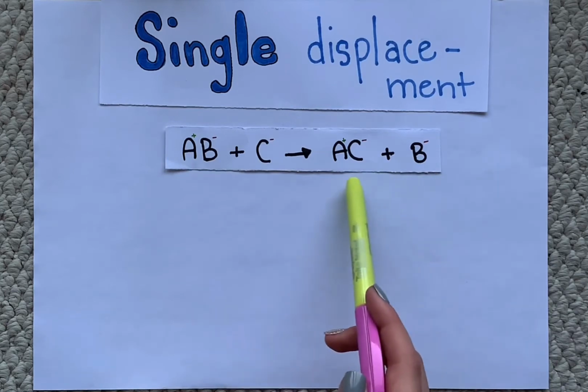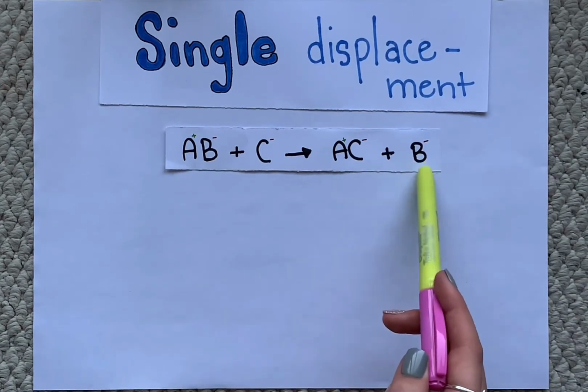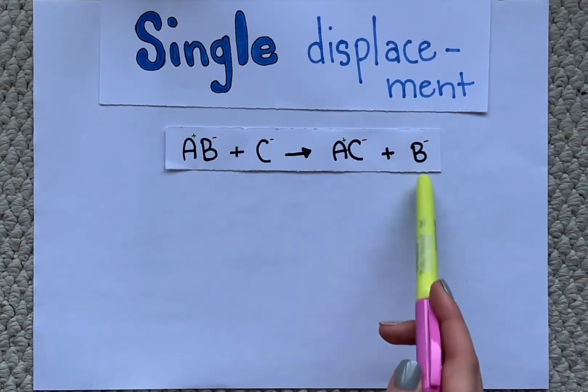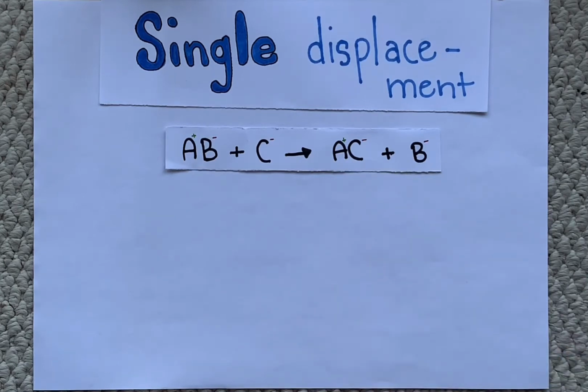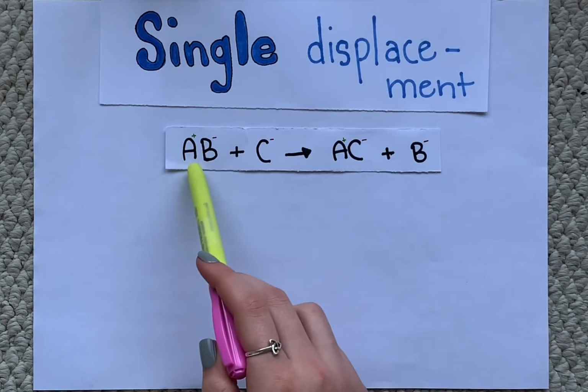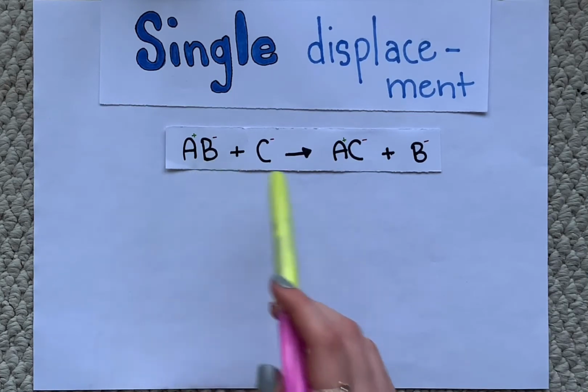As you can see in our yield, one of these elements is going to be by itself no matter what. What we're wondering is, how do we determine which one is going to stay in the compound between these two and which one is going to end up by itself?